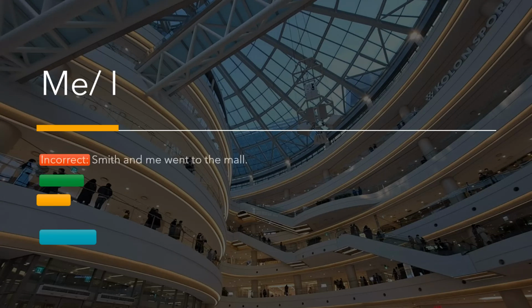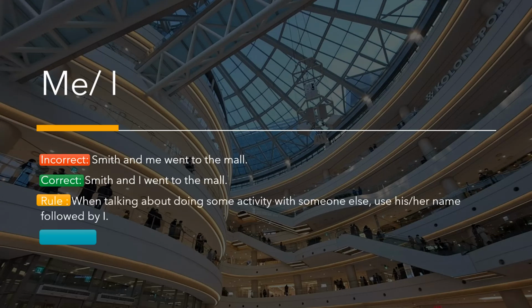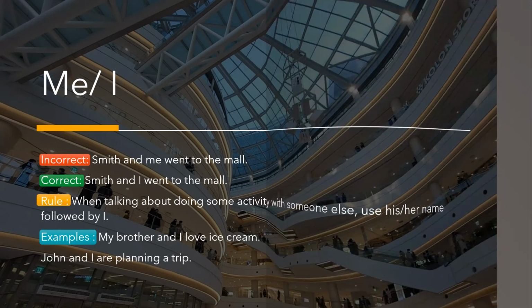Me and I. Smith and me went to the mall. Smith and I went to the mall. When talking about doing some activity with someone else, use his or her name followed by I. My brother and I love ice cream. John and I are planning a trip.